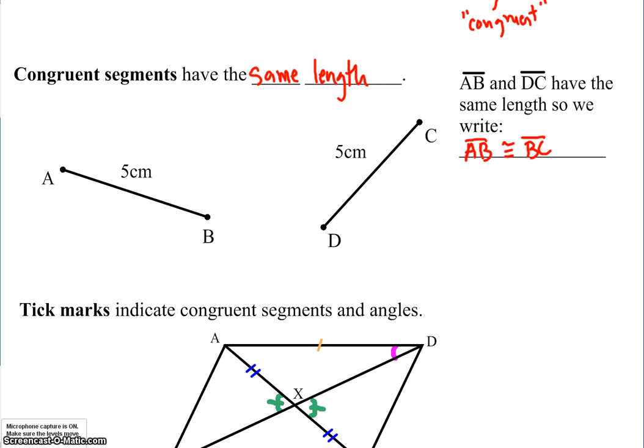You can also use tick marks to indicate congruent segments. A lot of times we put one tick mark on each of them to indicate these two are congruent, or you can put 2, or 3 or 4, or you can put little triangles on them, or something to indicate that those two are the exact same length.